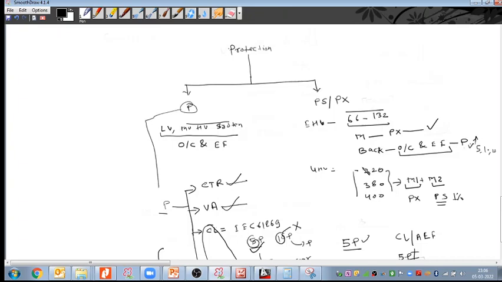So tomorrow we are going to discuss the transmission line differential, distance, and transformer differential, this kind of CT sizing calculation. Okay, so any query now we can discuss.